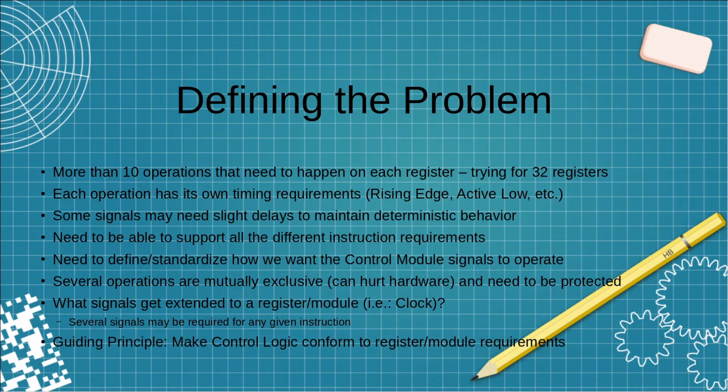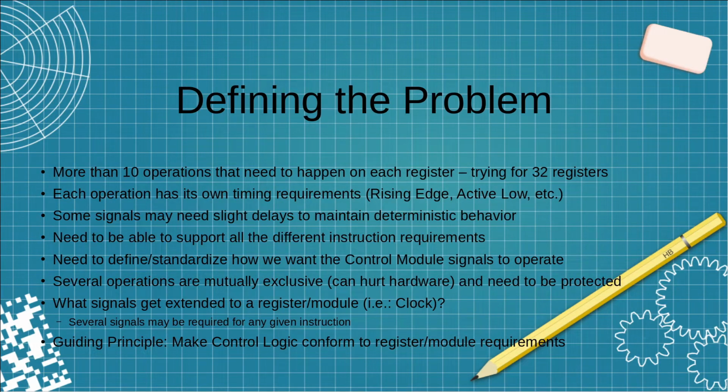I need to be able to support all the different instruction requirements, and there's several different instructions that may or may not be able to be handled depending on what we define and how we define it. So we want to think about those things ahead of time and allow the control logic to do whatever it needs to do in order to support the instructions that we're going to need. I have a couple of examples that we'll talk about in a little bit. We also need to define and standardize how we want the control module signals to operate, and we'll get into that. We've got some decisions around how we want to handle that as well.